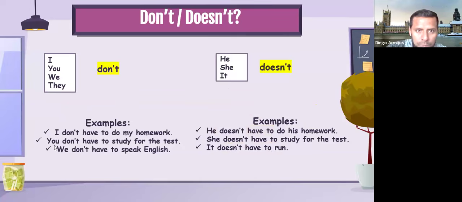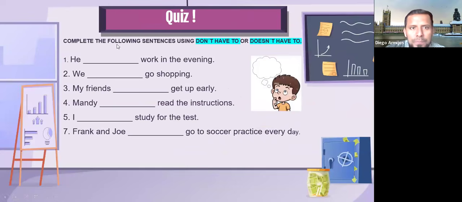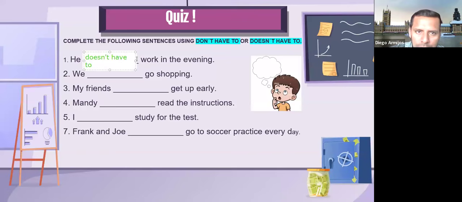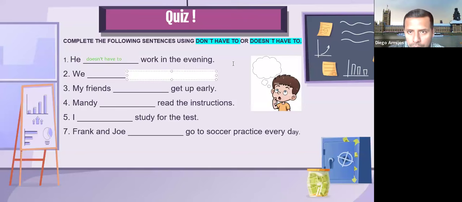And now we're gonna do a small quiz over here. It says complete the following sentences using don't have to or doesn't have to. Very simple, guys. Help me, please. What do you think? He don't have to or he doesn't have to? Huh? What do you think? He doesn't have to. Absolutely. Let me make it smaller in order to fit within the boxes. All right, here we go. He doesn't have to. Very good.